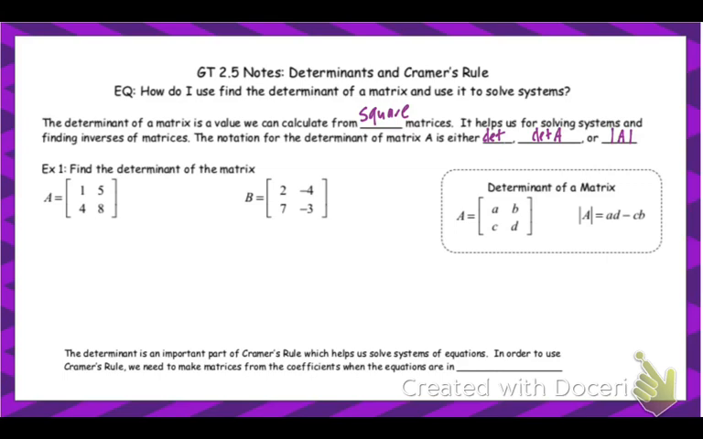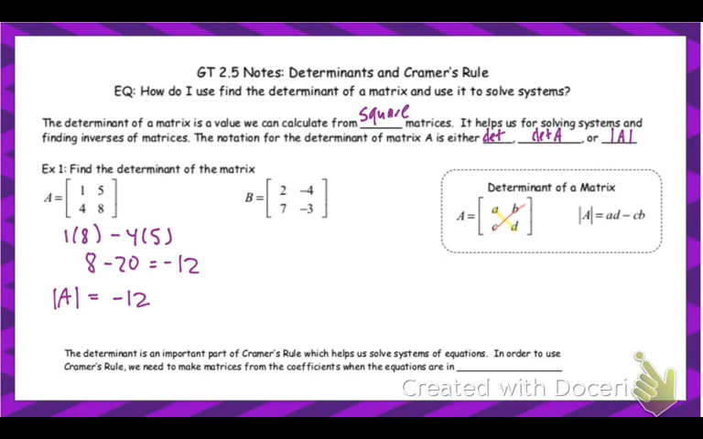So for example 1, we're going to go ahead and find the determinant of that matrix. If you look over here, you'll see this is basically the pattern that we do. We take this diagonal that's going down, we multiply those numbers together, and then we subtract this diagonal that's going the opposite way. That's going to be a similar pattern we use later. So I would do 1 times 8 minus 4 times 5. So that's 8 minus 20, which is negative 12. So the determinant of A is negative 12.